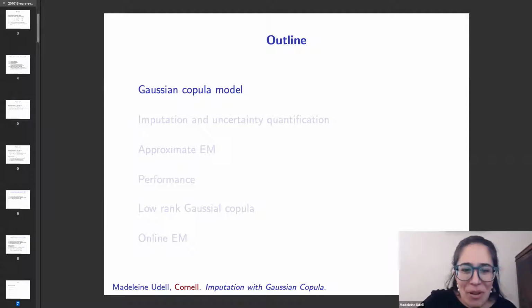I'd love to take a quick poll and ask, how many people have seen Copula models before? Okay, mostly no. Yeah, head shaking and hand raising works. Cool. Okay, mostly no, some people yes.